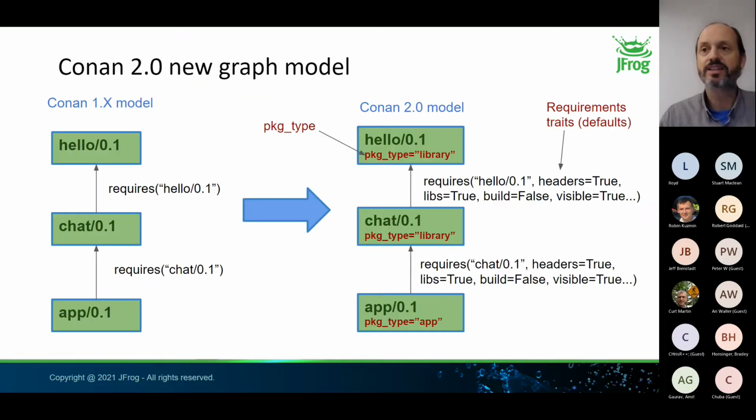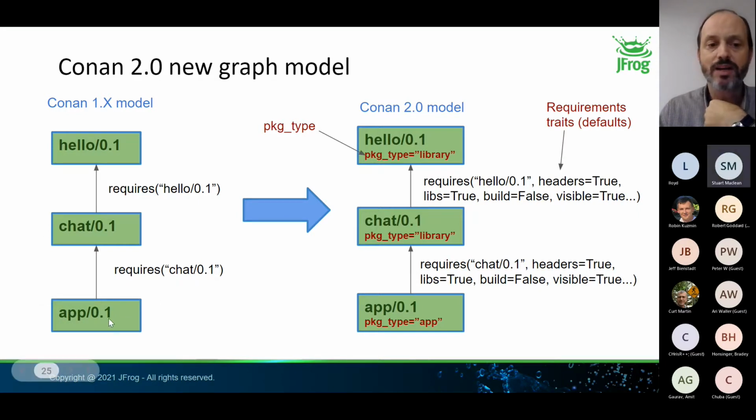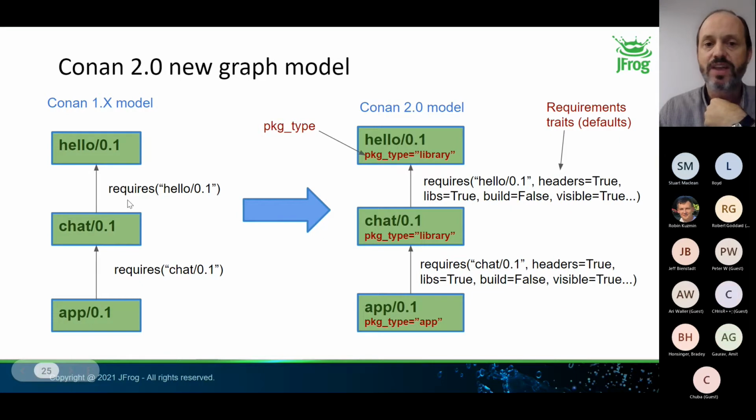Okay, so let's see if I can explain in these 10 minutes a little bit about the Conan 2.0 new graph model. The problem that we have in Conan 1.x is that the requirements model is relatively simple. You have requires for libraries. You can have an app application that requires the chat library, which in turn requires the hello library, and everything is a require. Okay, and it is good enough.